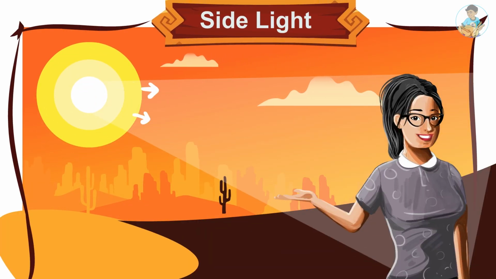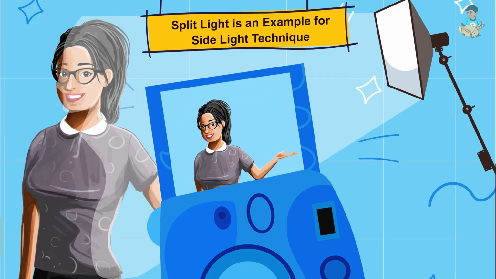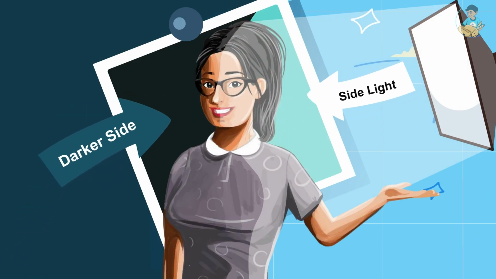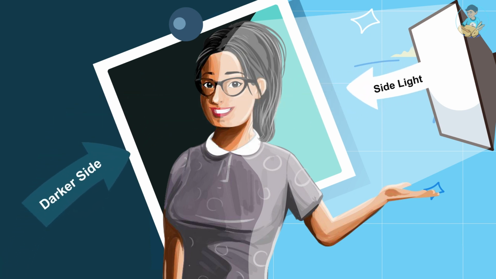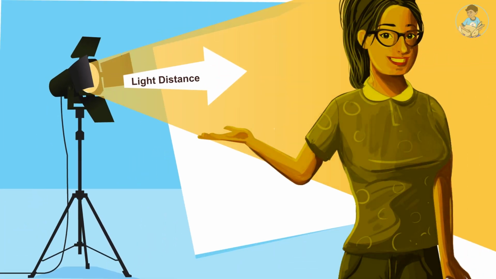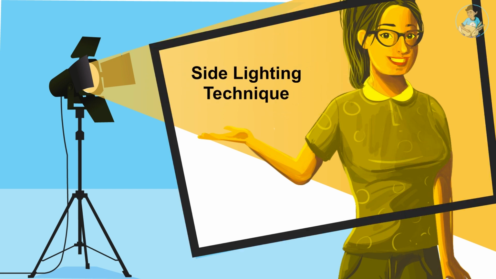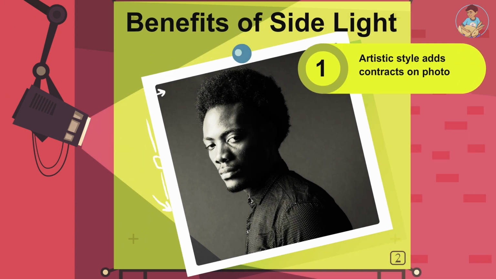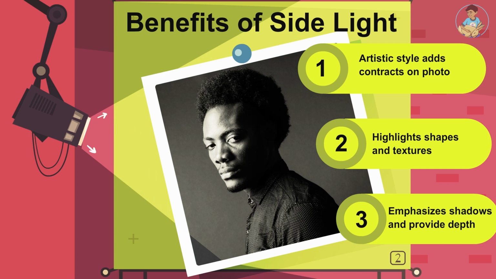Side light technique is when the light hits the subject from one side. Split light, for example, is a perfect case for the side light technique. Since the light source is on one side, one side of the subject is lit while the other side is a lot darker. The angle and the distance from where the light reaches the subject can play a significant role when using the side light technique. Side light on a photo is often considered a more artistic style since it adds contrast, highlights shapes and textures, emphasizes shadows and provides depth to your photo composition.